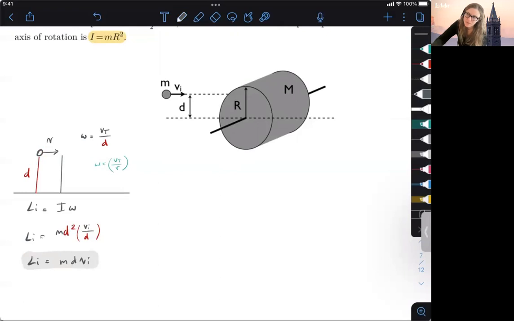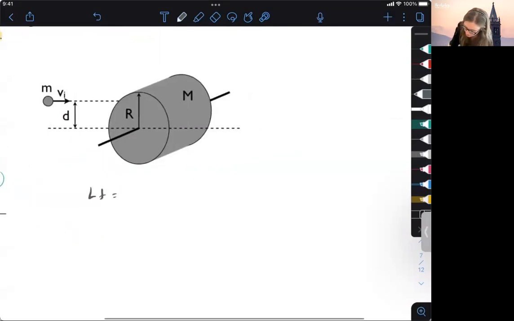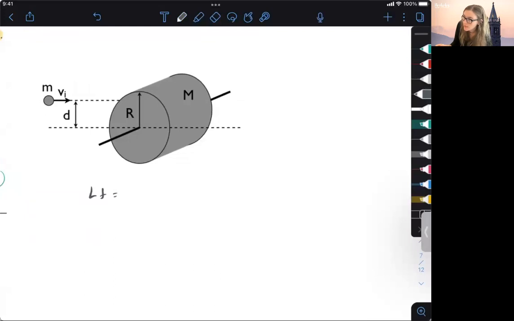But I think for the problems for this class, it might be out of scope, but I'm not quite sure. Okay, so, final angular momentum. What is happening here?